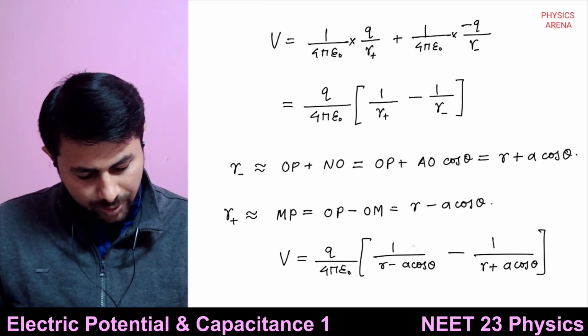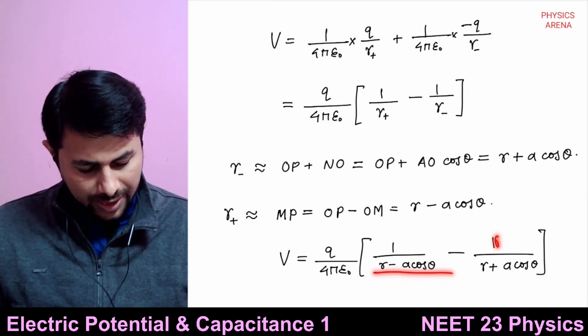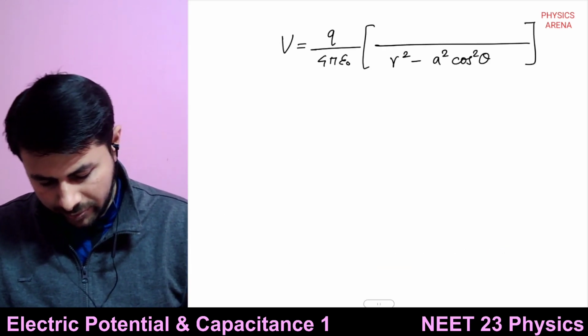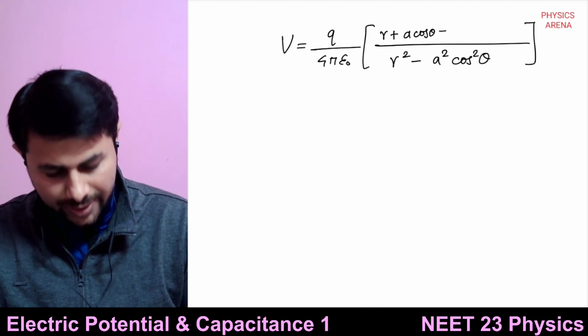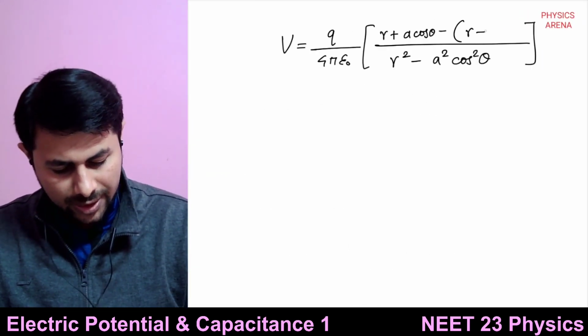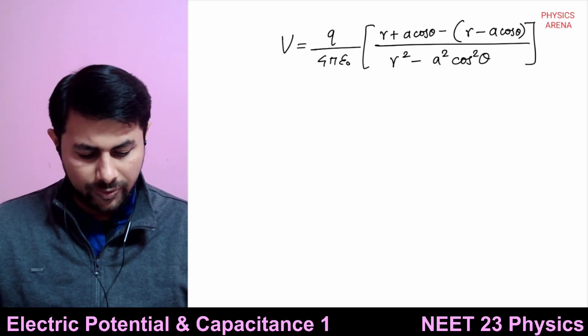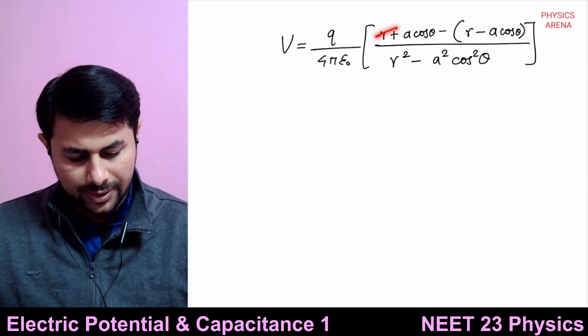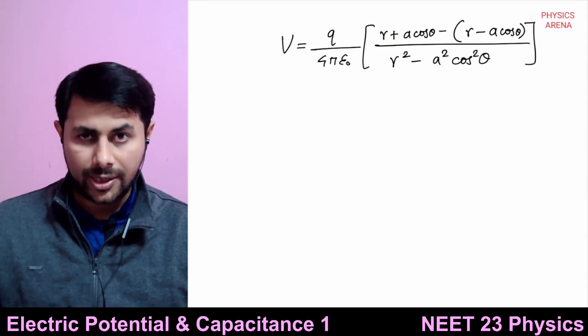And if you multiply this one with r plus a cos theta and this one with r minus a cos theta, what is left? R plus a cos theta minus, you have r minus a cos theta. So see what will happen. R and minus r get cancelled. This thing becomes minus minus plus.